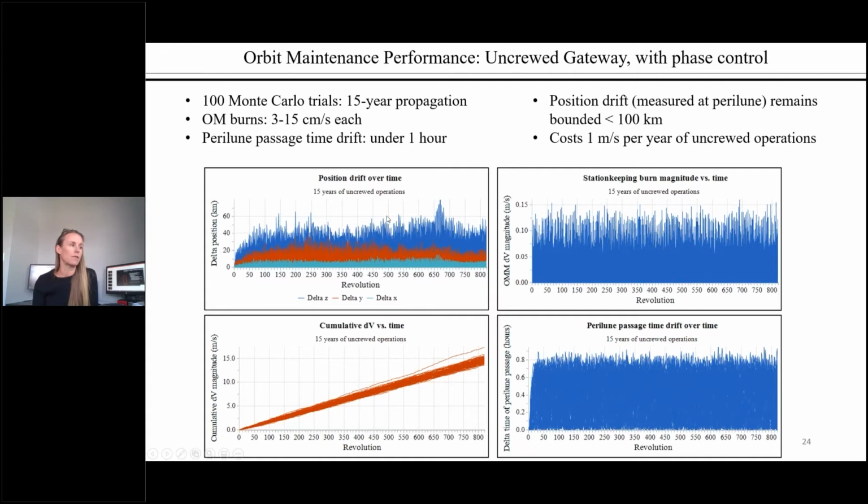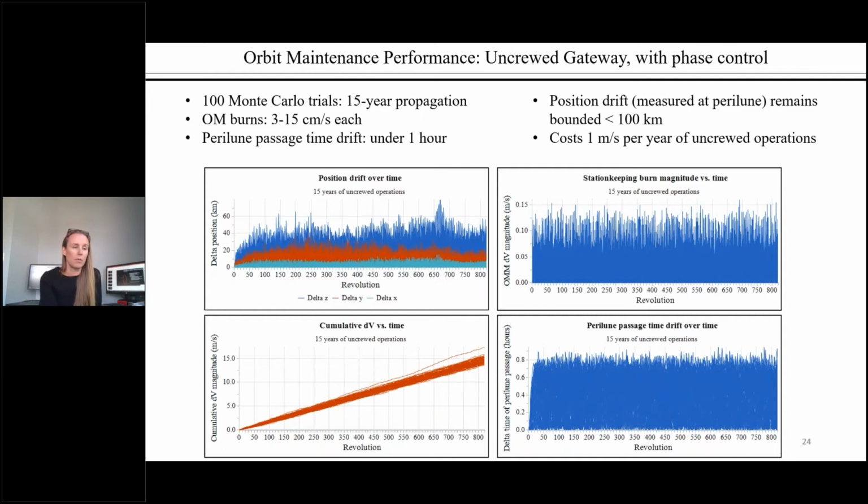And then the position drift, so if you measure our propagated Gateway position at perilune and compare that to the reference trajectory at its perilune, the delta position remains under 100 kilometers or so. So that's bounded for all 15 years. So it works relatively nicely. So it's a simple algorithm. It doesn't cost much because this orbit's nearly stable, and it keeps us both in time and in phase long term.